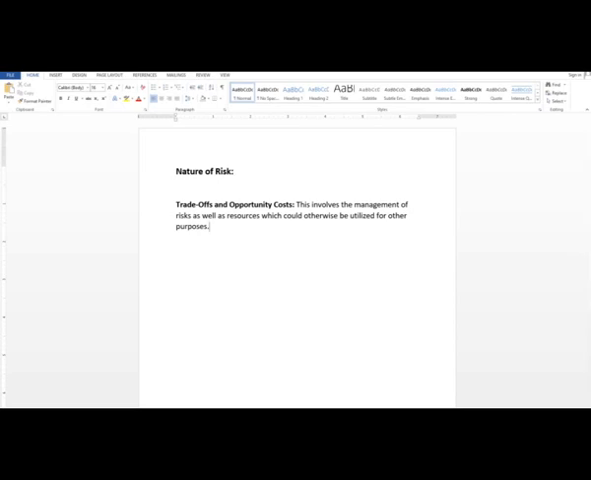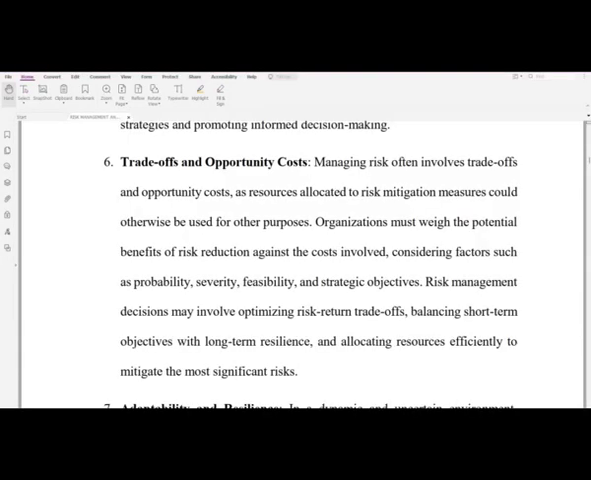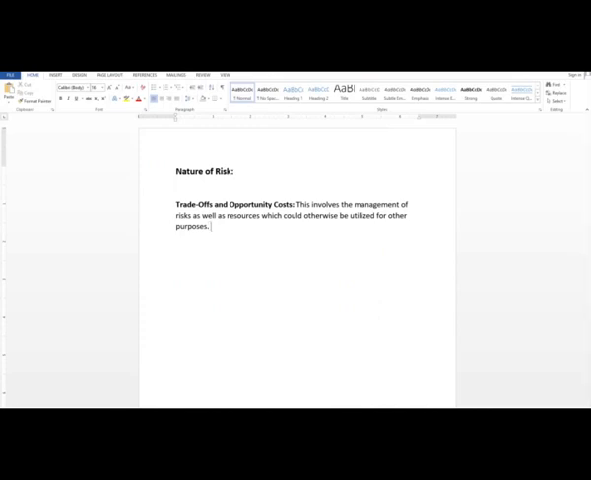Simply put, the trade-off as well as opportunity cost could be used alongside the resources for other purposes other than the intended purpose. And there are some factors that need to be considered. Factors such as probability, severity, feasibility, and strategic objectives need to be put into consideration.